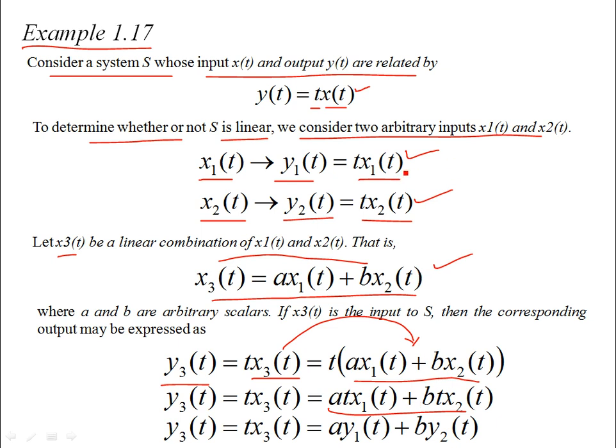Now if you substitute these two definitions over here, you can reach over here. This is nothing but a y1 plus b y2. So in fact y3(t), which is T of x3, is a y1 plus b y2. Therefore the system is linear. It does satisfy the principle of superposition and both the homogeneity or the scaling.